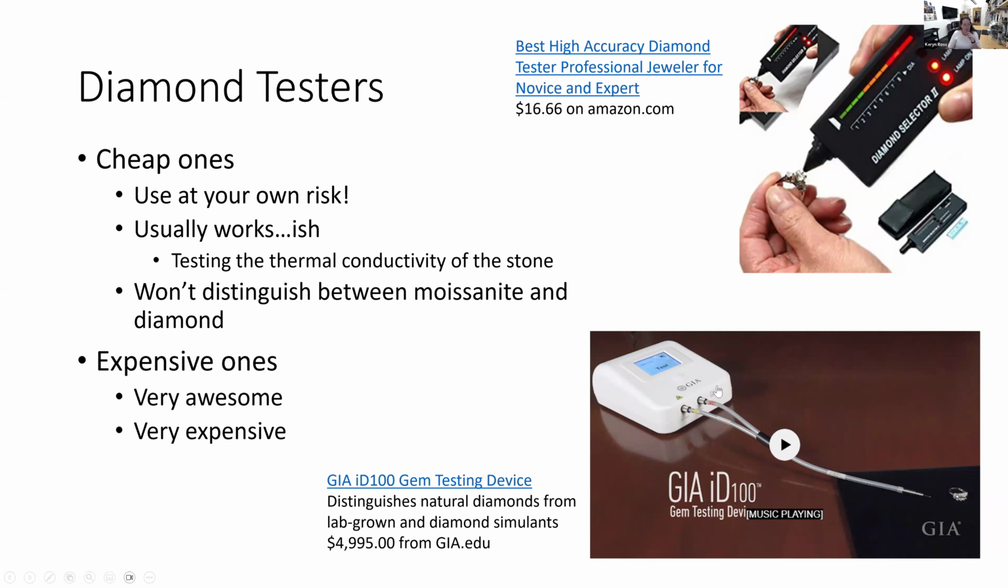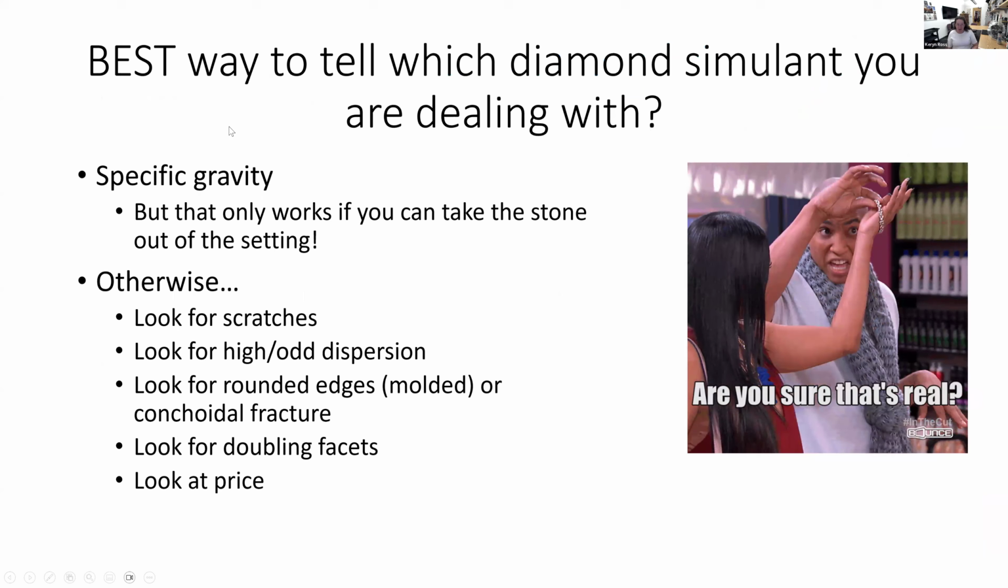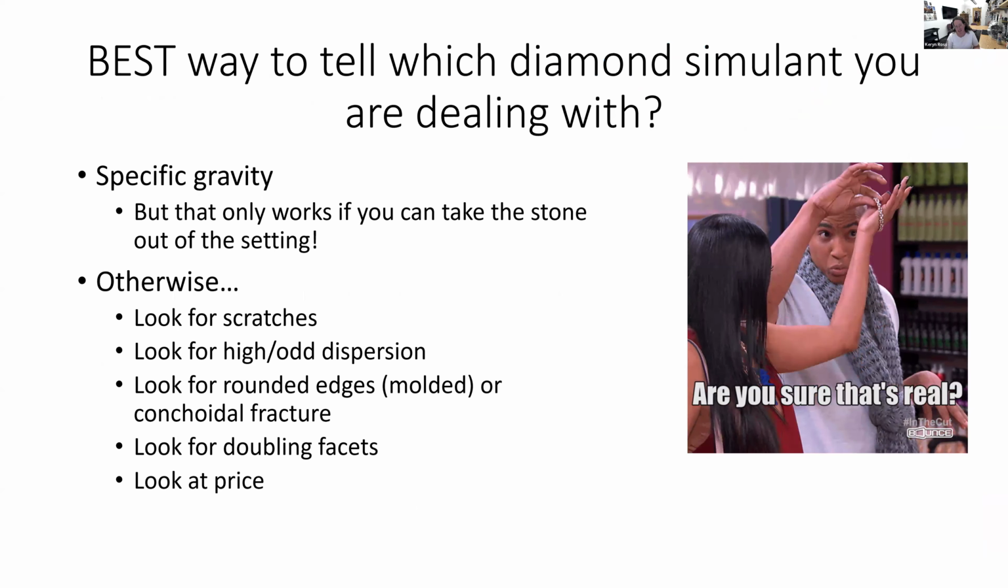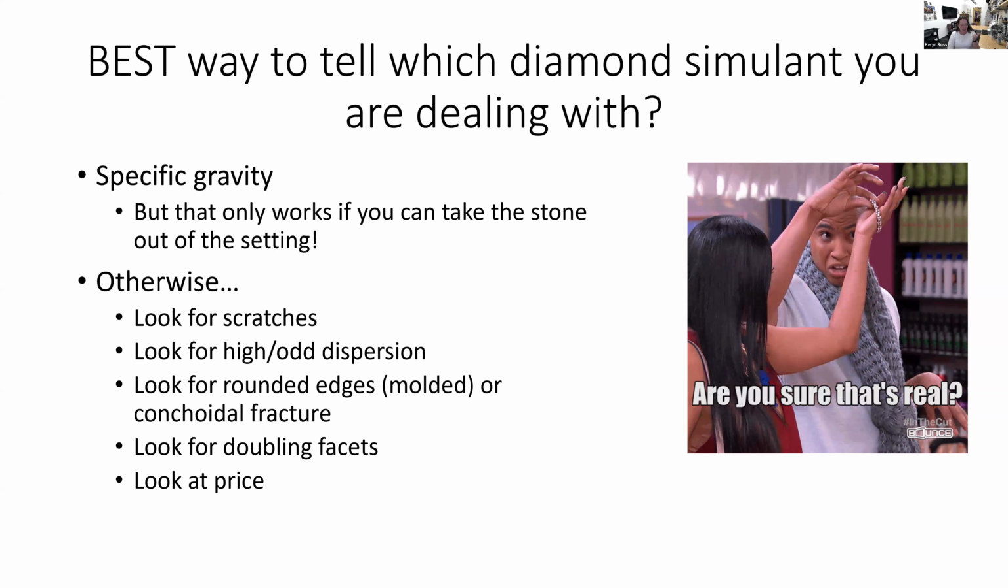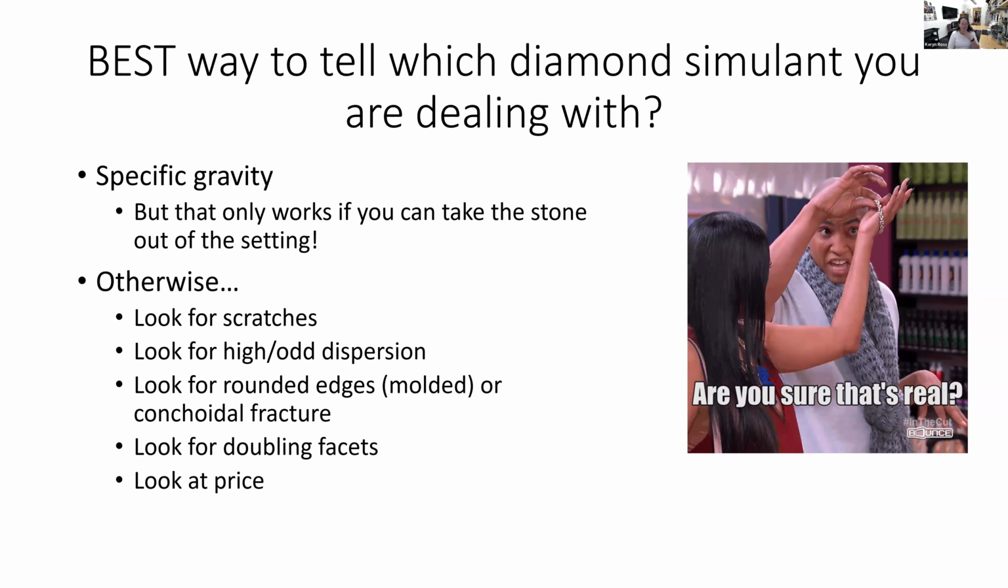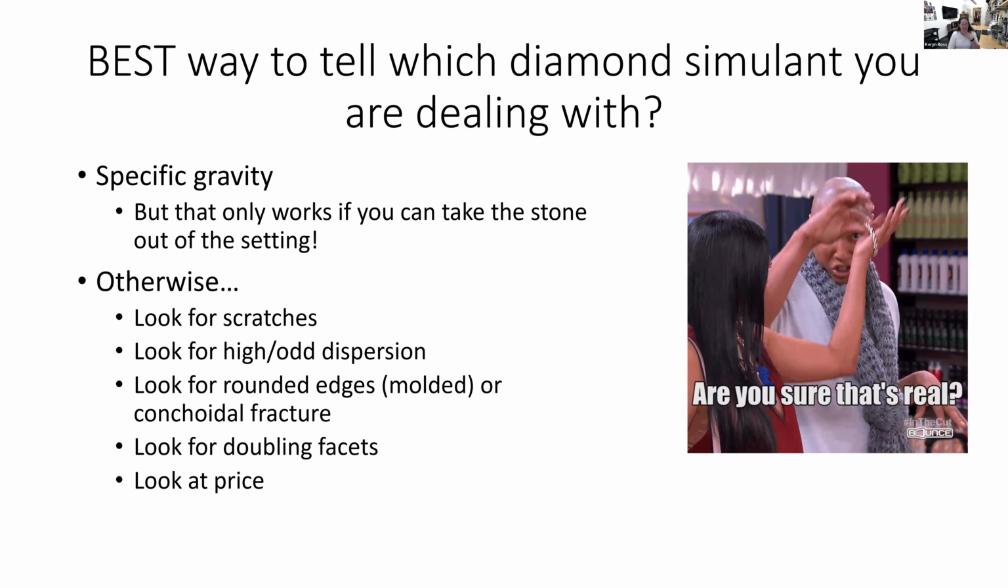For those, you have to get the super expensive ones. So if you're wondering how you're going to figure this out, seeing as you don't have these things, if you can pry the stone out of the setting, then you can figure it out because the specific gravity of each of these is different. However, most people don't let you pry the stone out of the setting very frequently. So otherwise, you're going to look for scratches, weird dispersion, rounded edges, fractures, doubling facets. We'll talk all about these in lab at different points. But really, one of the best ways is just to look at the price, because if it's cheap, it's probably not a real diamond.